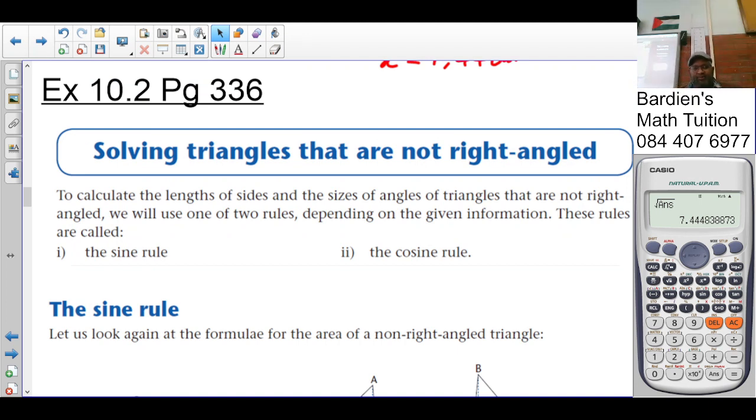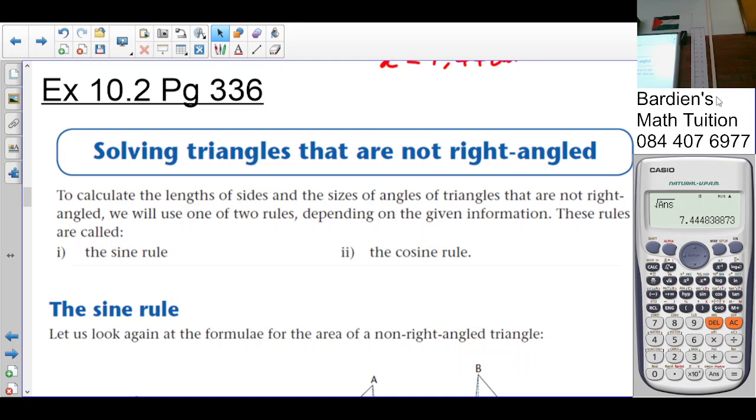So at this point we're looking at solving triangles that are not right angled. If it's a right angled triangle, you can use Pythagoras, you can use sine, cos and tan as it is. And for the area, we use half base times height. However, here we're solving triangles that are not right angled.